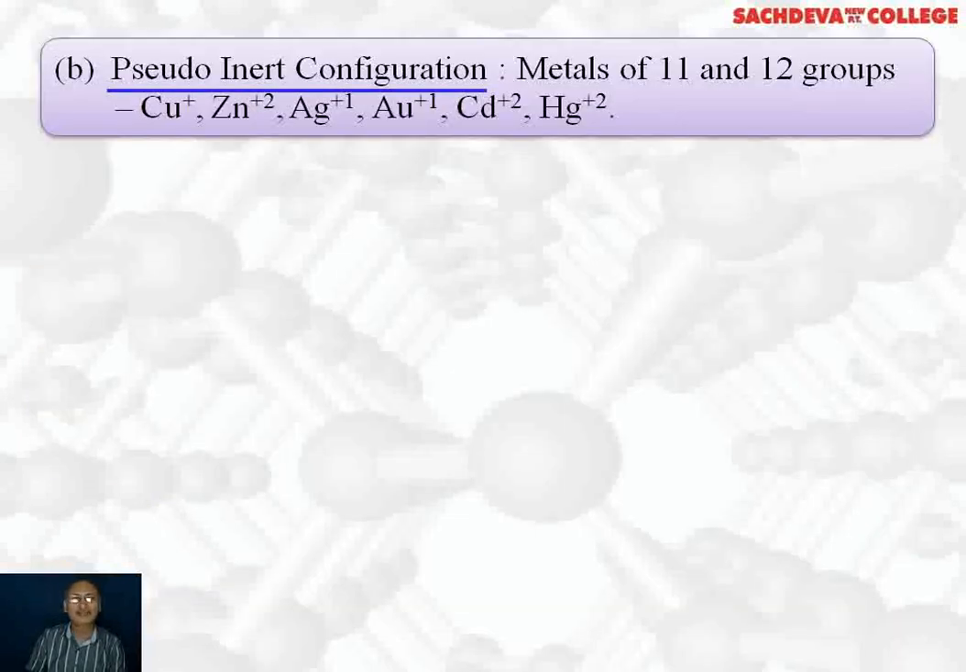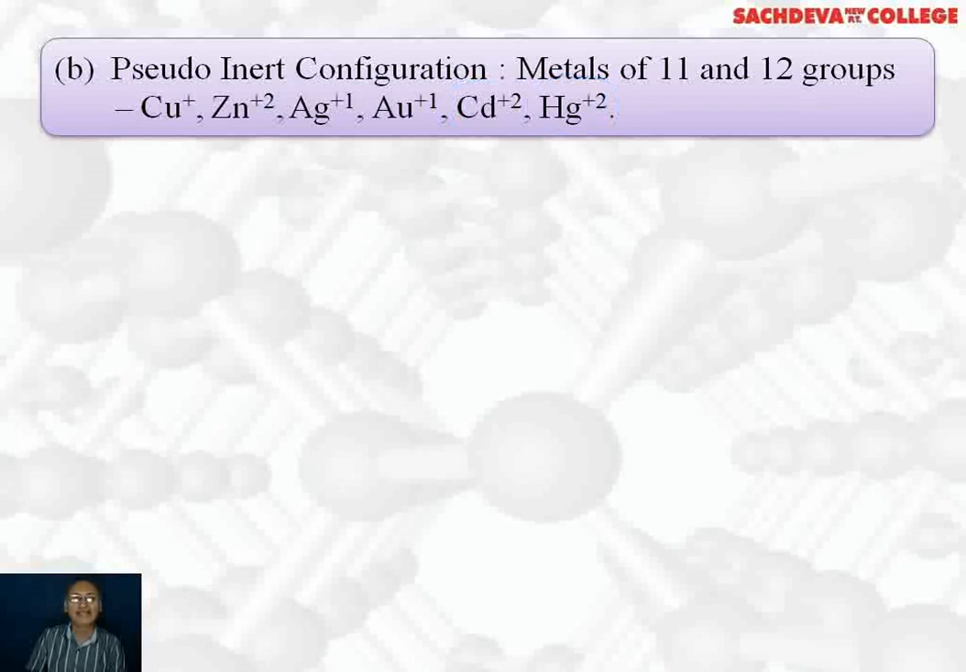Pseudo-inert gas configuration is also possible, but this is possible only in the case of metals of group 11 and 12. Copper loses 1 electron to form cuprous ion. Zinc loses 2 electrons to form Zn+2 ion. Silver loses 1 electron to form silver ions. Gold loses 1 electron to form Au+ ions. Cadmium loses 2 electrons to form Cd+2 ions. And Hg loses 2 electrons to form Hg+2 ions.